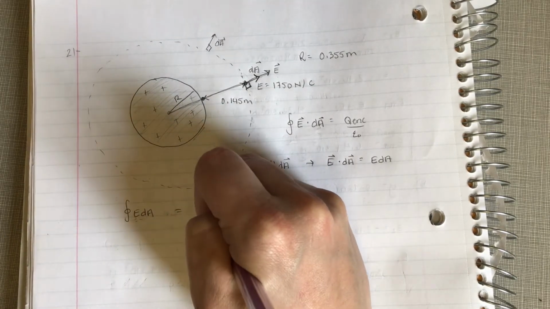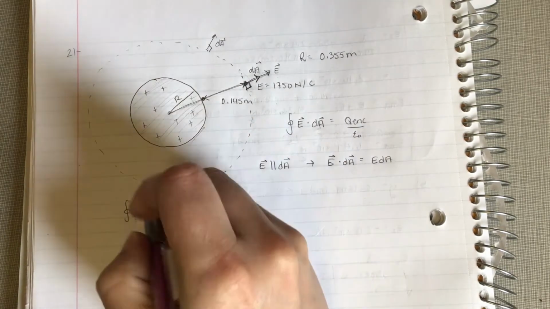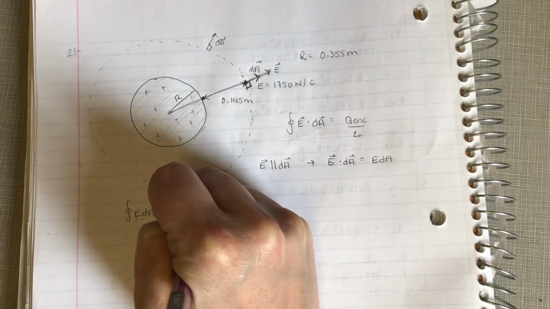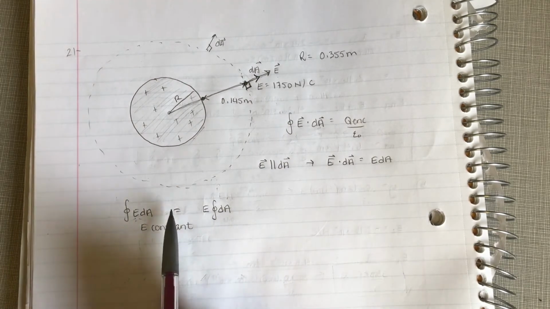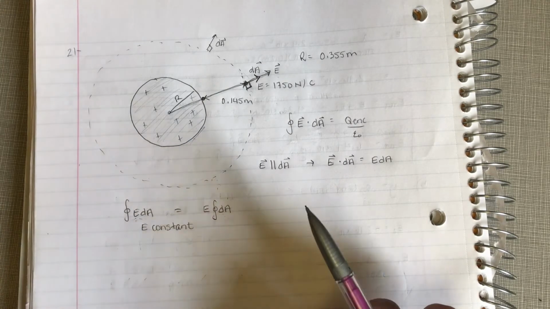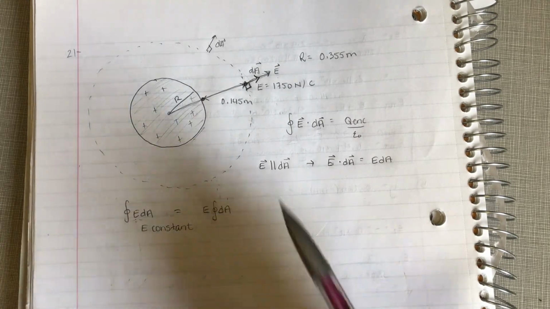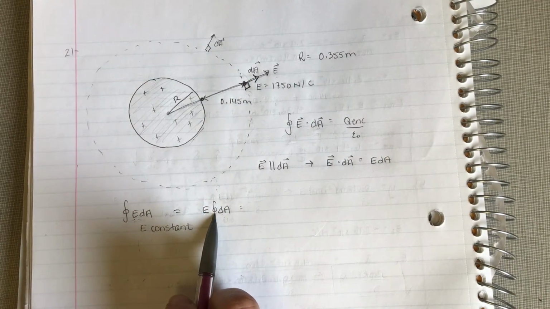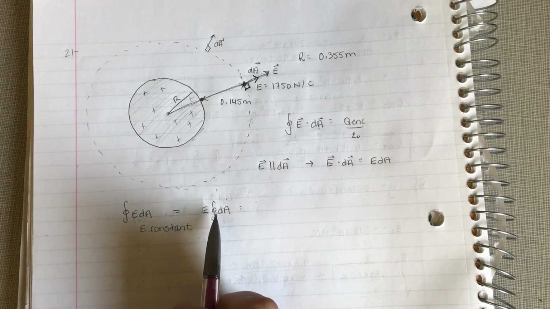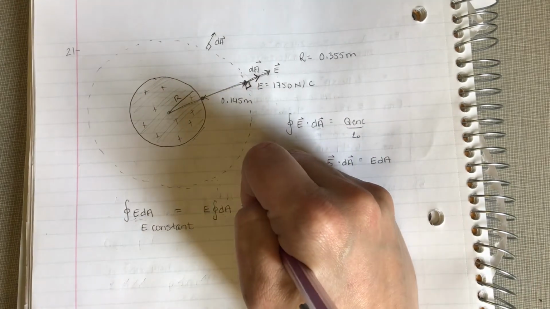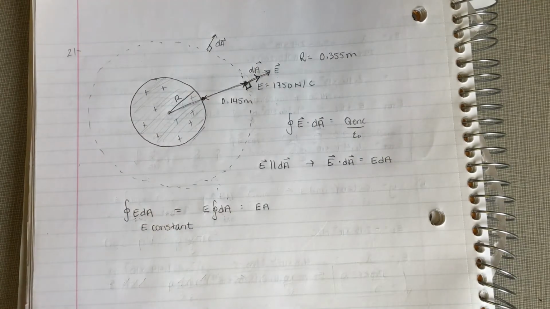So if we do that, E is constant. So we can pull our E out and get the closed integral of dA. The closed integral over a surface is just finding the surface area. That's all it is. So don't freak out if you've never seen a little circle on an integral sign before. It just means go over the whole thing instead of just point A to point B. So this is going to be E times A.